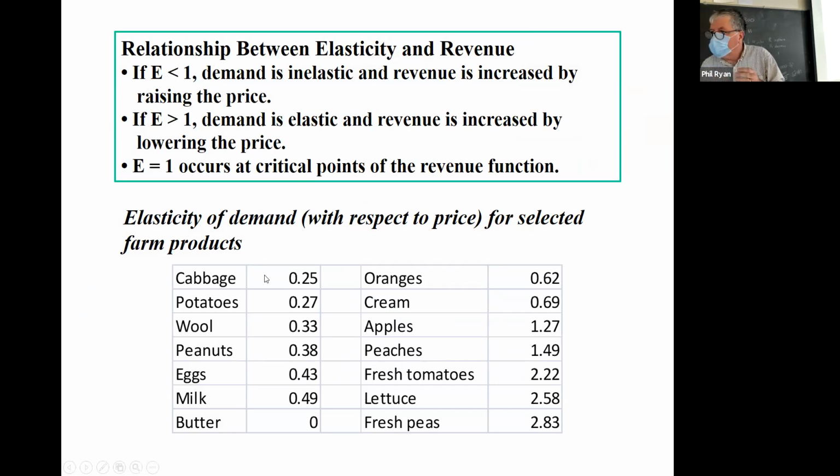Okay, so we had a look at this slide. This thing here in bold, there's two things you need to know. You need to know the definition of elasticity, so you need to be able to compute that. And you need to know the relationship between the elasticity and revenue. So you just need to know that.